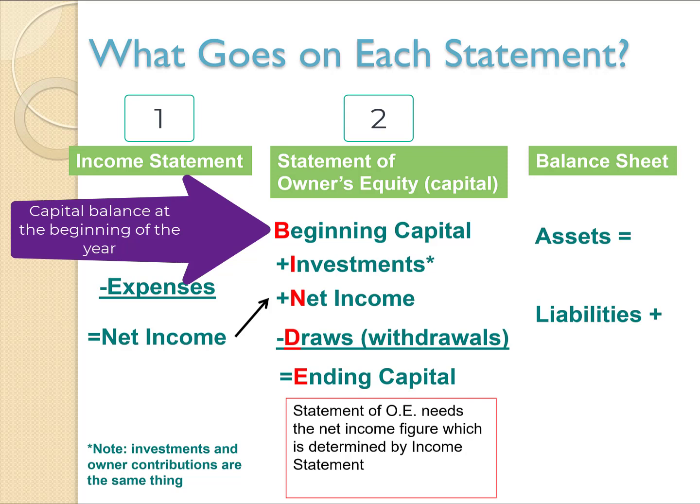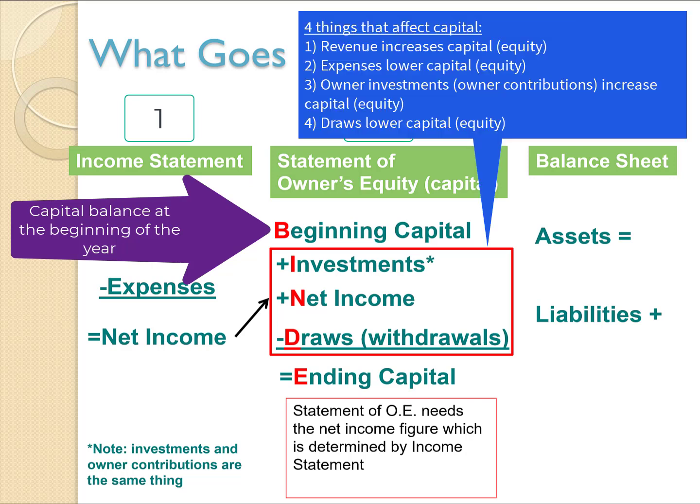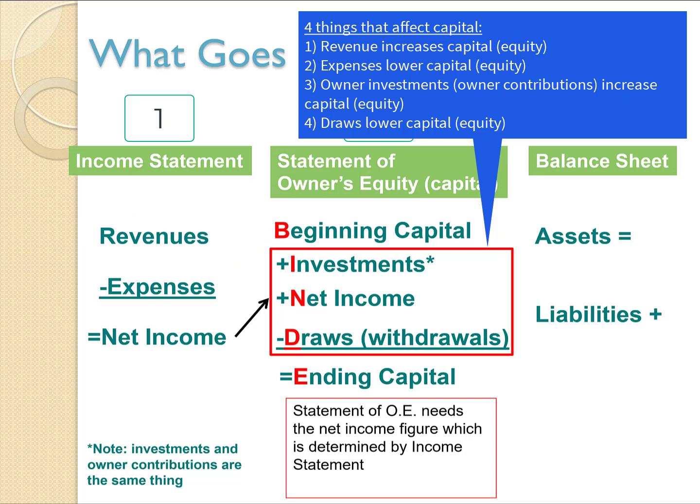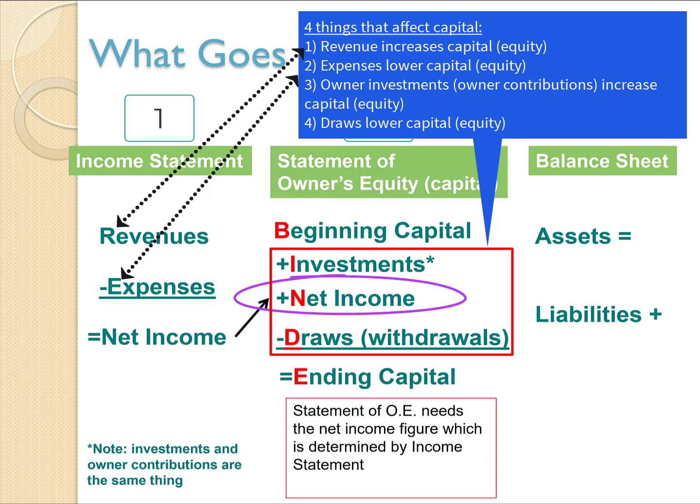So notice we start with the beginning capital, and by beginning we mean the capital at the beginning of the year. And then below that, we're going to either add or subtract the things that affect capital, also called equity. So what are the things that affect equity? We've learned that they are revenues and expenses, which are embedded in net income. And we learned that draws decrease equity.